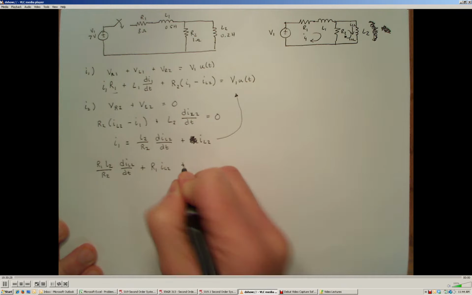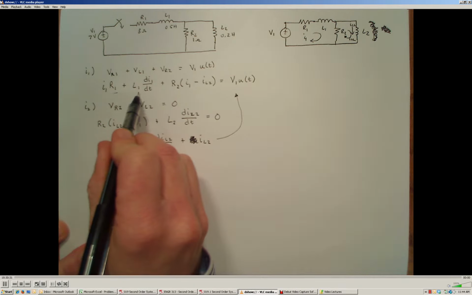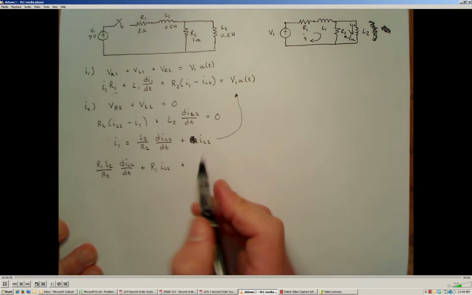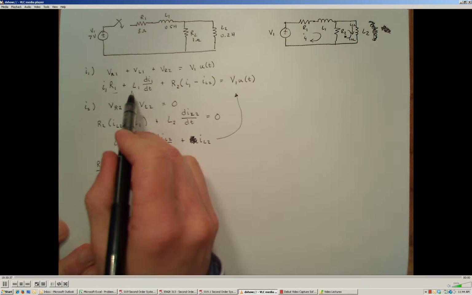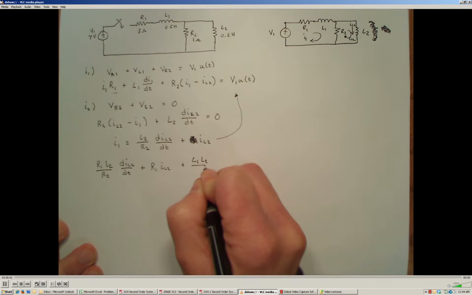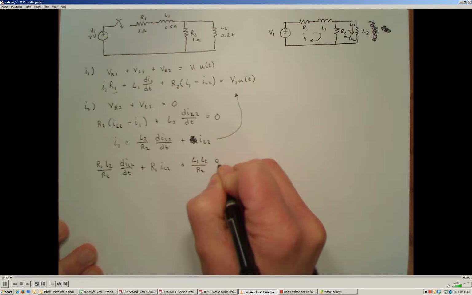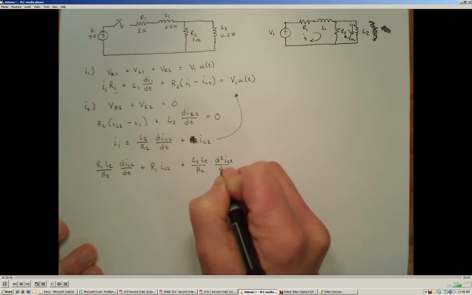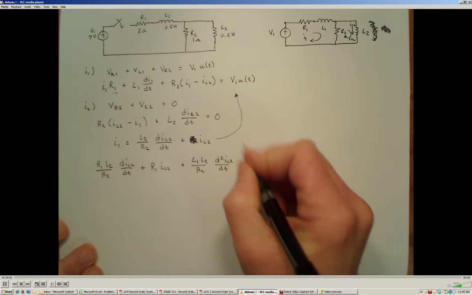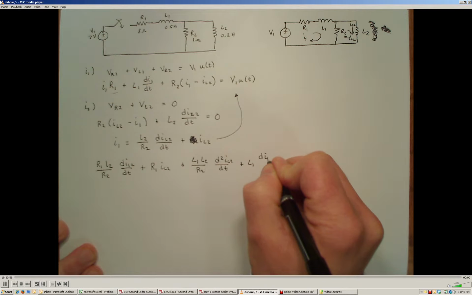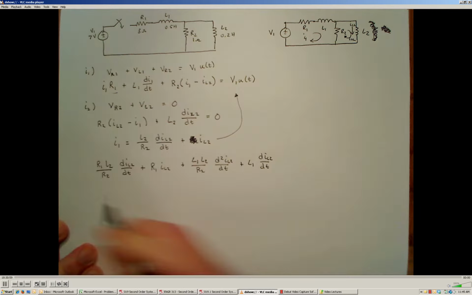All right, I need to take the derivative of this and substitute it into here. So the derivative of this will give me a second order derivative and a first order derivative term, and I have to multiply those by L1. So this will be L1 L2 over R2 times the second derivative of the current through L2 with respect to time plus L1 times the first derivative of current through inductor L2 with respect to time. All right, so that takes care of that term.